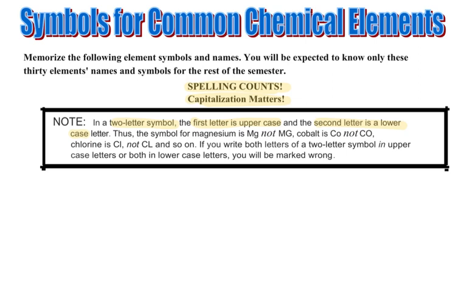If we look at chlorine, it's capital C, lowercase l, not both capitals, and so on. If you write the letters in the two-letter symbol in both uppercase or in both lowercase, you will be marked wrong in all cases. If there's just one letter, it will be a capital letter. So let's look at a couple of examples. If you are doing a typed answer, this won't make a big difference to you, but if you're handwriting them, you want to be particularly careful about these problems.